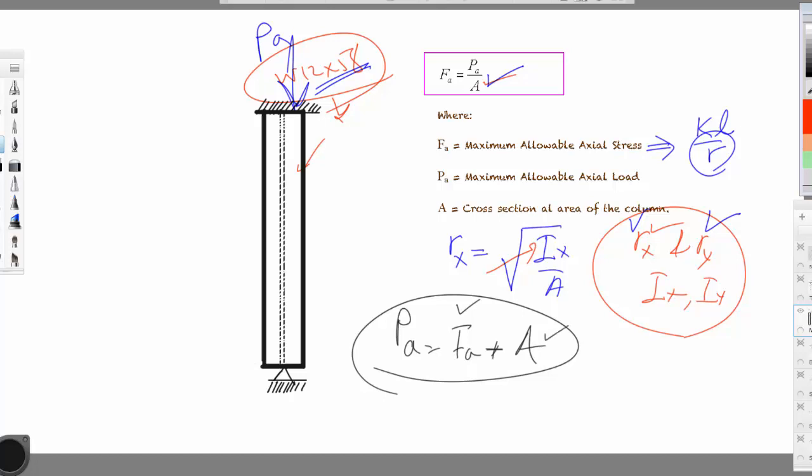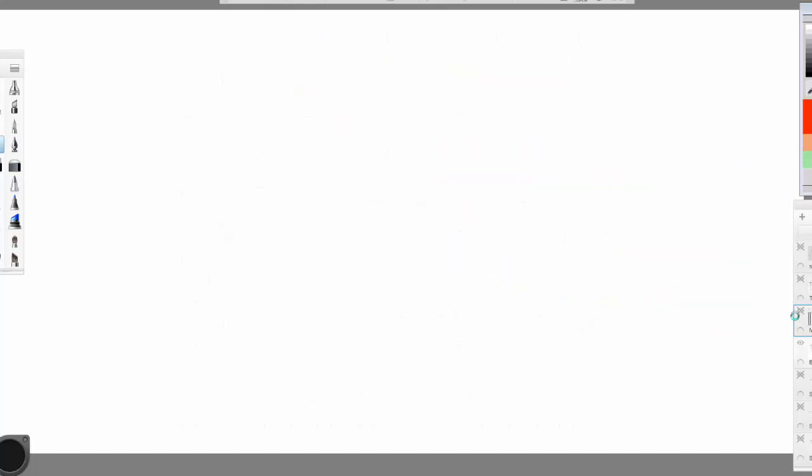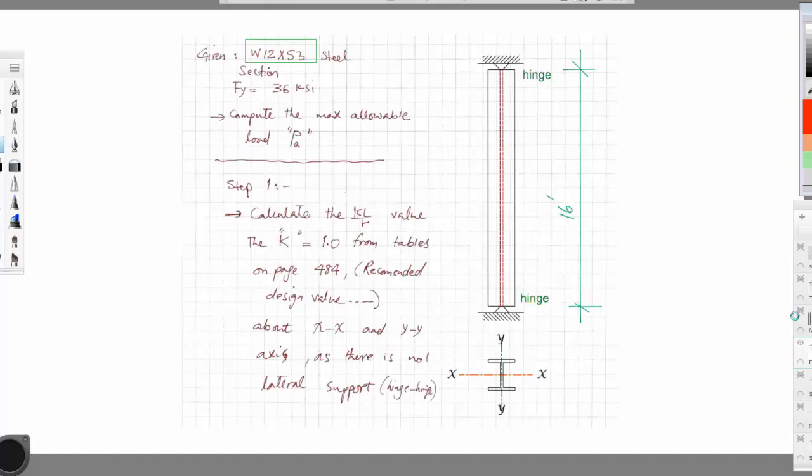So let's go through an example to explain the entire concept here. Say we have an example. In this example, it's given that the section is W12 by 53, and it says the steel type is FY36, which means that we'll use the C36 table for it. And the question is, calculate the value of PA. What is the maximum allowable axial load, which is this PA?